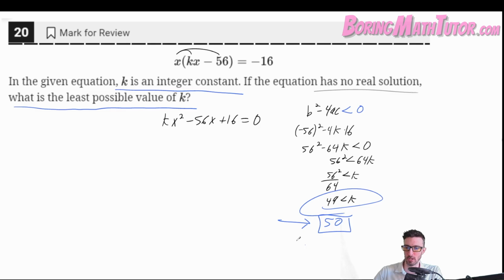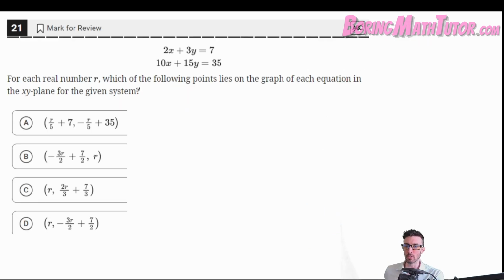Let's keep it going. All right, you guys are going to love this one. It says, for each real number r, which of the following points lies on the graph of each equation? Well, this is one where you could actually divide everything here by 5. And if we divide everything by 5, what would that equation look like? 2x plus 3y equals 7. Oh my God. That is the same equation as the one above. Well, what does that mean?